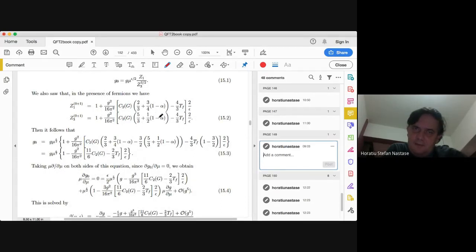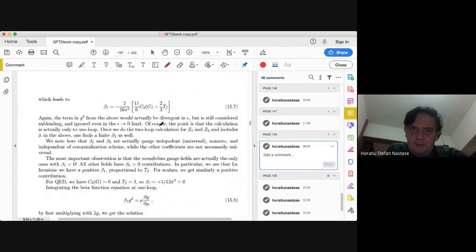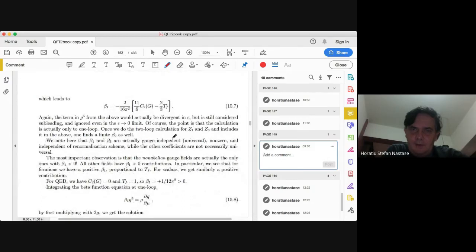a kind of miracle, or not miracle, but there's a cancellation that could have not happened between the terms with alpha. So in principle, the lower orders, so starting at 3 loop, are not universal. And they also depend on the renormalization scheme.